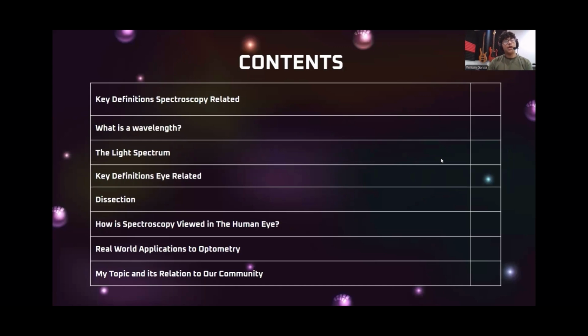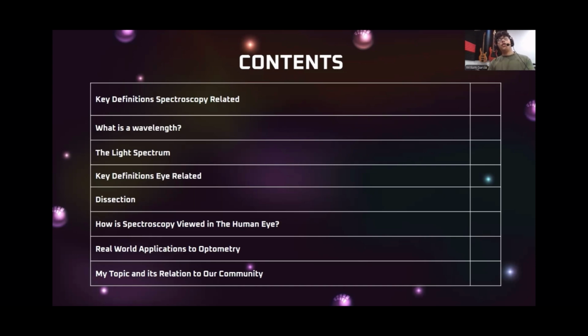So some topics we're going to talk about are key definitions spectroscopy related. We're going to talk about what a wavelength is and the light spectrum. We'll go in depth on the light spectrum. We're going to be talking about some key definitions eye related. So we're going to really dissect the anatomy of the eye, as well as spectroscopy, and how both of them relate, which is what we talk about later.